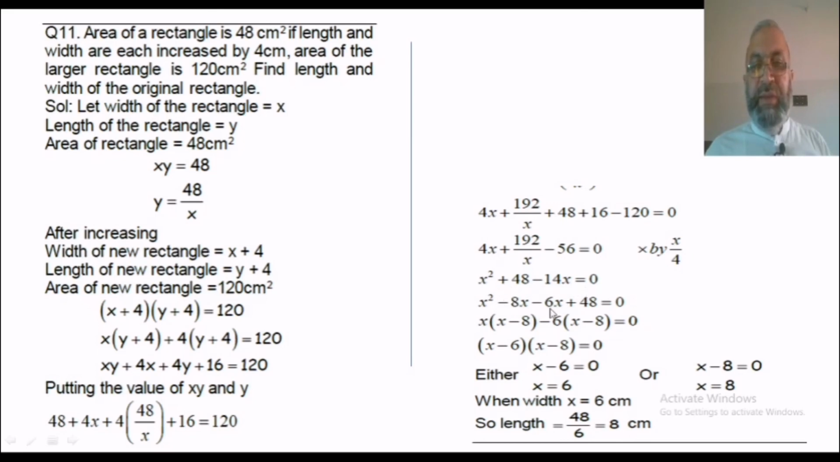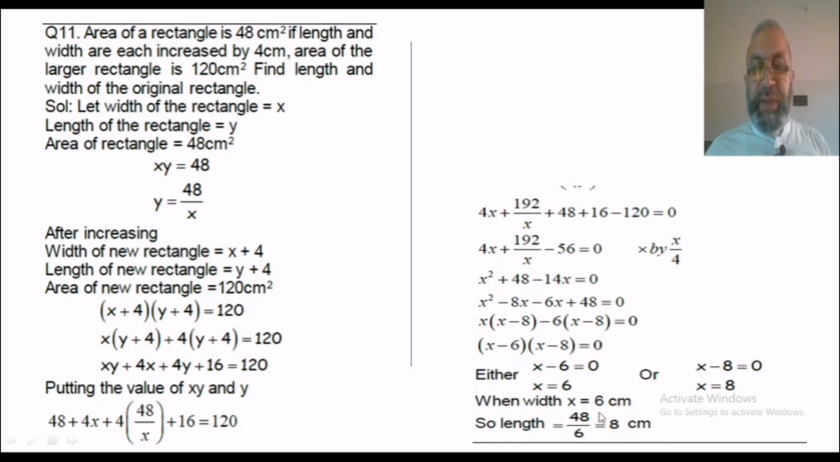Now factorizing the quadratic equation, we get two factors. x minus 6 is equal to 0, we get x is equal to 6. Or x minus 8 equal to 0, x is equal to 8. So the width of the rectangle x is equal to 6, and the length, that is 48 by x, 48 by 6, so 6 eights are 48, that becomes 8.